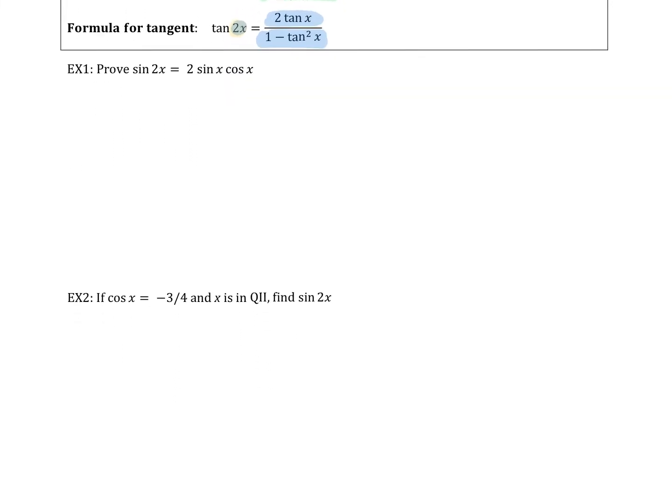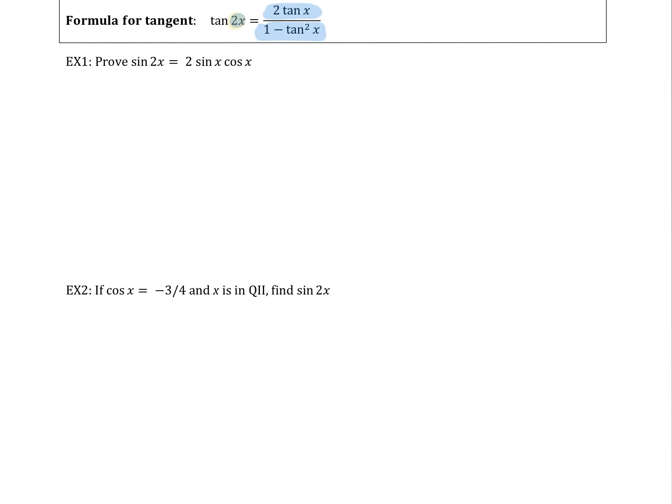Alright, example 1. Prove sine 2x equals 2 sine x cosine of x. Okay, so when we're proving something, once again we start with one side and we move to the other side. So we're going to go ahead and start with the left-hand side. So starting with the left-hand side, sine 2x, and we're going to try and prove that it equals this side right here.